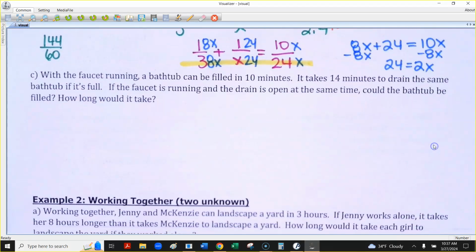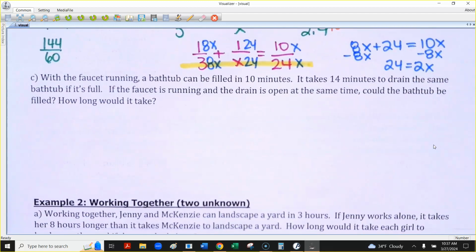Okay, so this says if the faucet is running, a bathtub can be filled in 10 minutes. Then it says it takes 14 minutes to drain the same bathtub if it's full. If the faucet is running and the drain is open at the same time, could the bathtub be filled up? If it takes you 10 minutes to fill the bathtub but 14 minutes to drain it, if both of those things were going at the same time, could you fill it up?